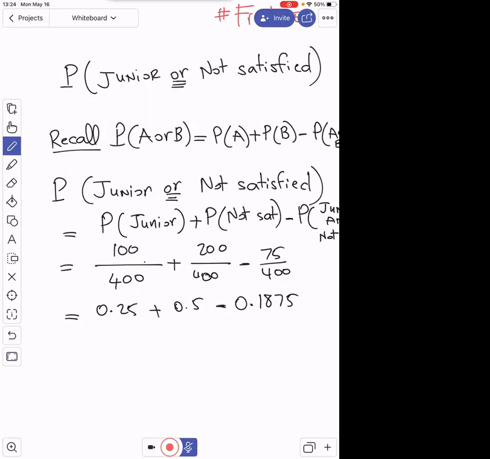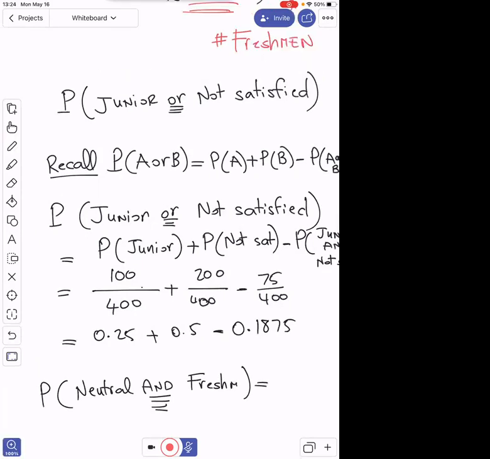So this is for or. Now, when you have and, like D, it says neutral and freshman. So probably the student is neutral and freshman. So when you have and, it's the same time, so you need to go to the table where it says neutral and freshman.